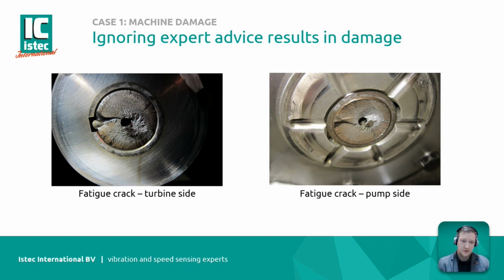And the fatigue failure of this type commonly has a common cause, which is misalignment. And this misalignment introduced dynamic force on the shaft, which accelerated the fatigue process. And this could have been prevented when the advice was taken and the machine was stopped and an inspection was done.